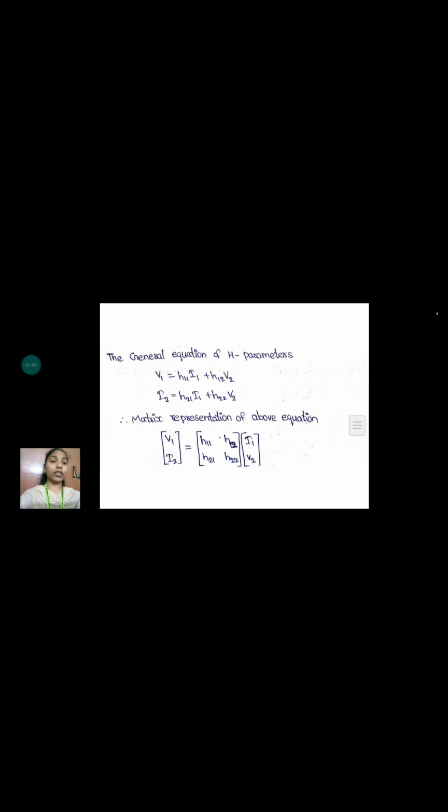The general equation of H parameters: V1 is equal to h11 I1 plus h12 V2, I2 is equal to h21 I1 plus h22 V2. Matrix representation of the above equation: [V1 I2] is equal to the matrix of [h11 h12; h21 h22] into [I1 V2].